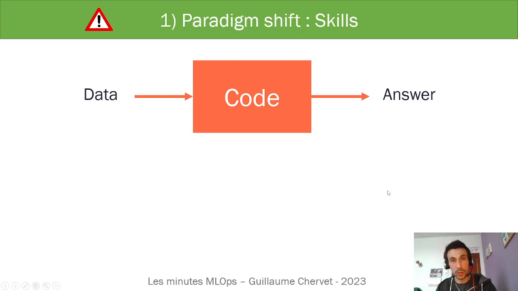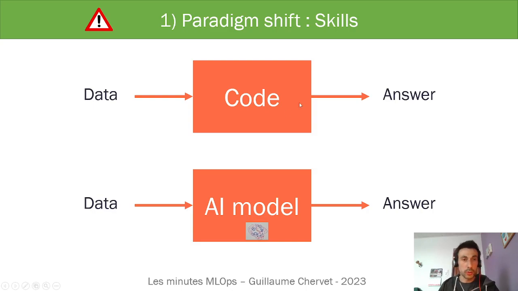In production, it works exactly the same way. In other words, we receive data. With classic code, it executes. We get the answer. With AI, it's the same. We have data. We have classic code, which will use an AI, a bit like a library, which will generate answers.